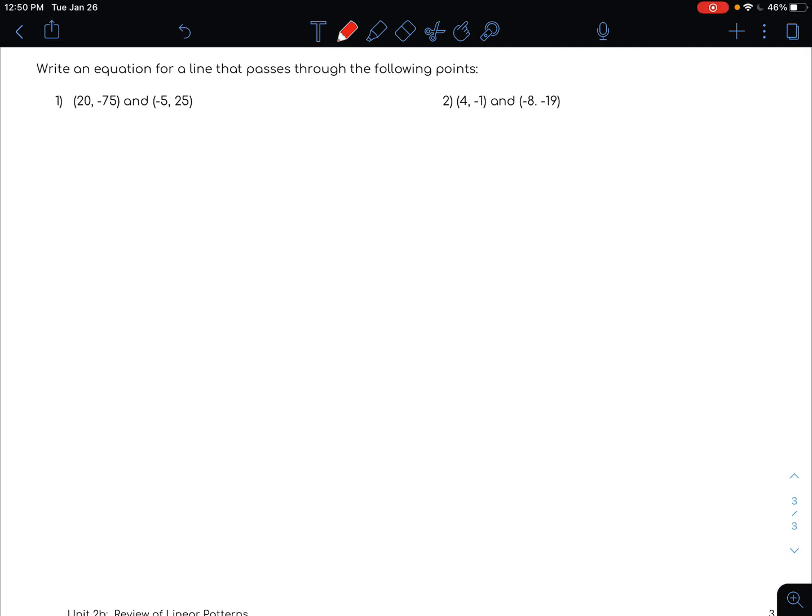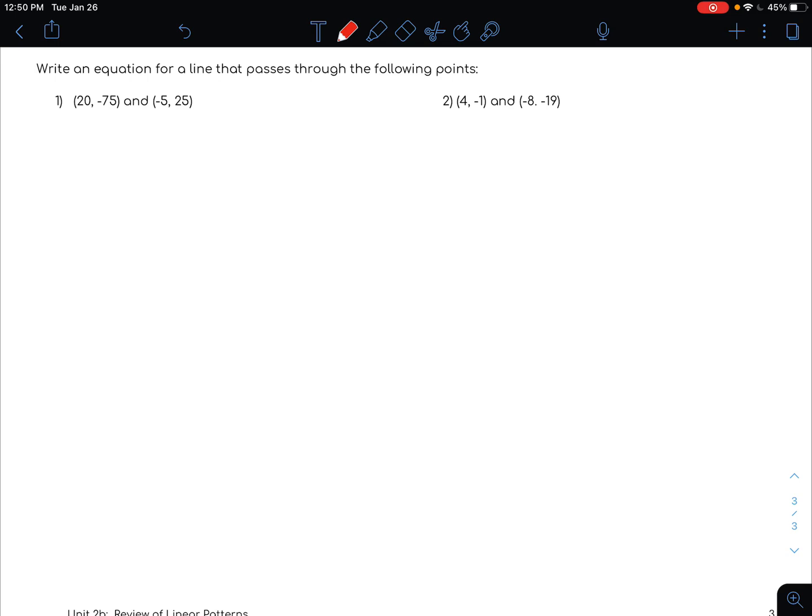Let's go ahead and practice how to write an equation of a line that goes through 2 points, because 2 points determine a line. If you have 1 point, you could draw lines in any direction that go through that point. But as soon as you have 2 points, now there's only one particular direction that your line can go.